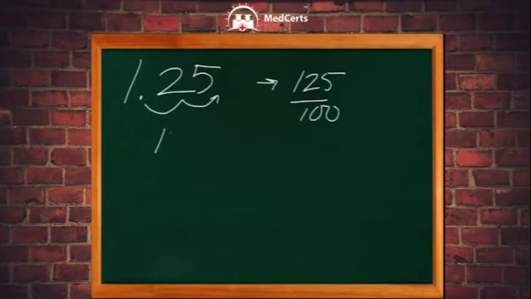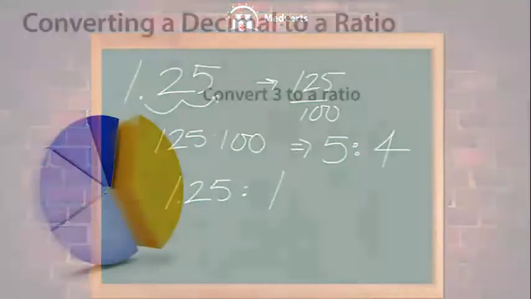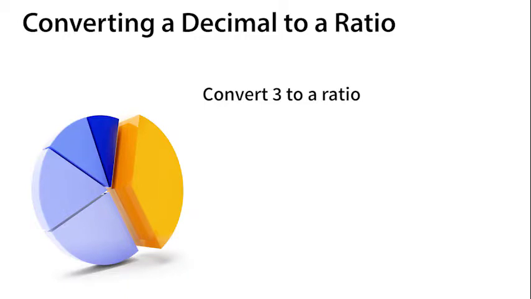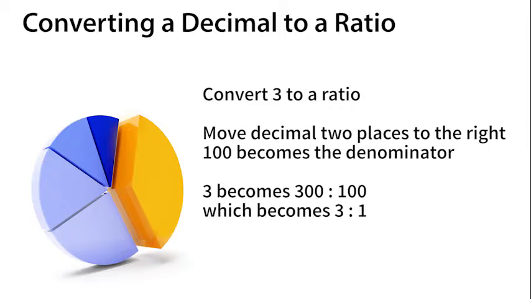As we reduce, that would give us 125 to 100 as a ratio, and we can break this down as a 5 to 4 as we determined earlier. And then from there we can still take it smaller as a 1.25 to 1 ratio. Another example, if we take 3 and express it as a ratio, our rule is the same. Our decimal is going to go 2 places to the right. 100 becomes the denominator, and 3 becomes 300 to 100, which is a ratio of 3 to 1.